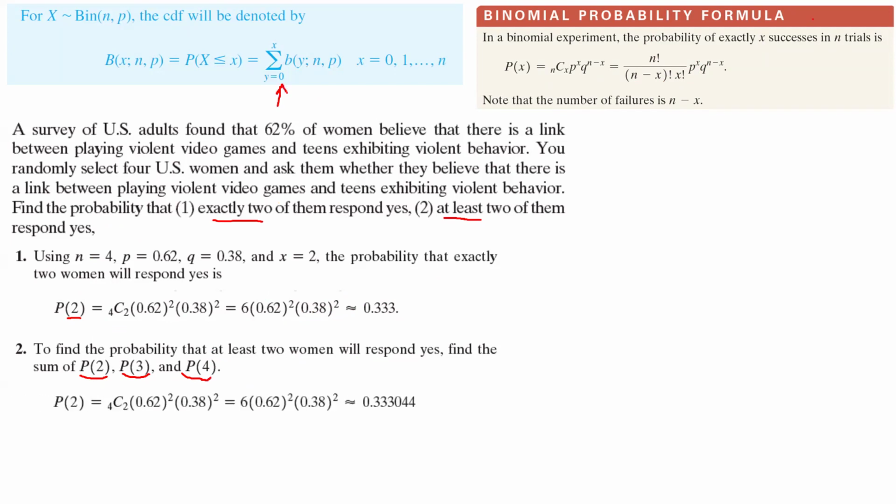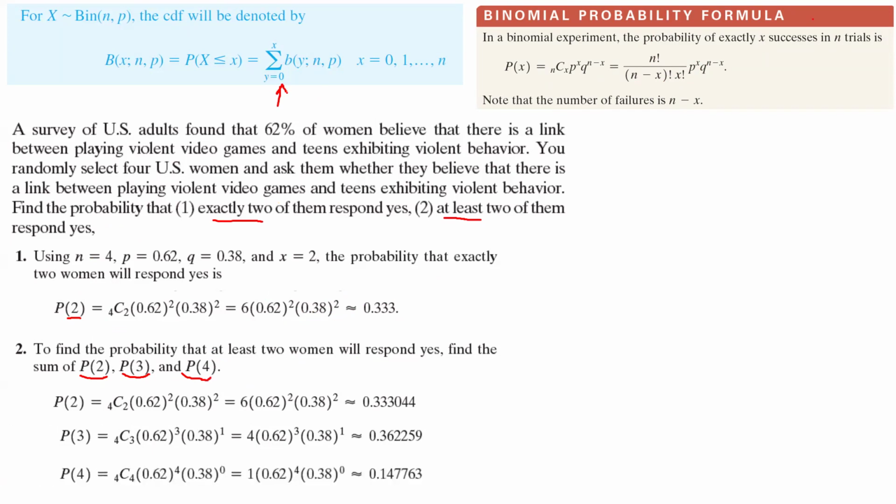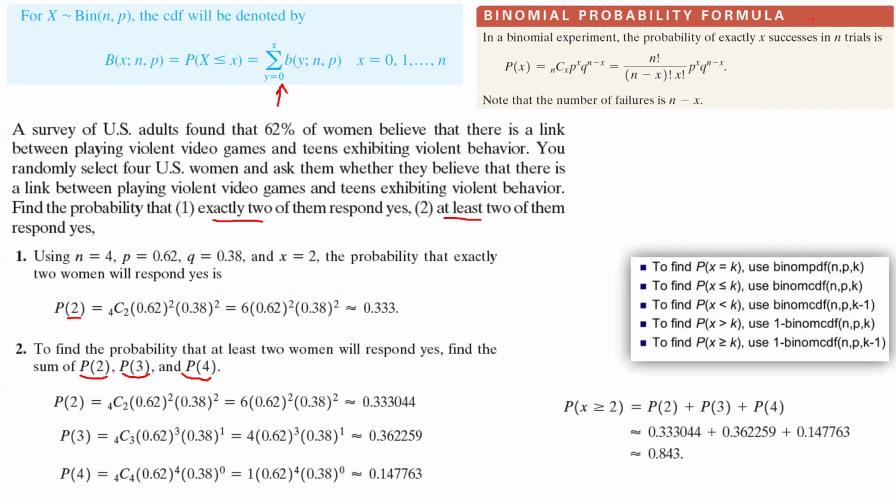The probability of 2 is about 33.3%. The probability of 3 is 36.23%. The probability of 4 is about 14.78%. So if you add all of these together, the probability that you have at least 2 positive responses is 84.3%. You can also use your calculator, or any other software, which makes the calculation a little bit easier.